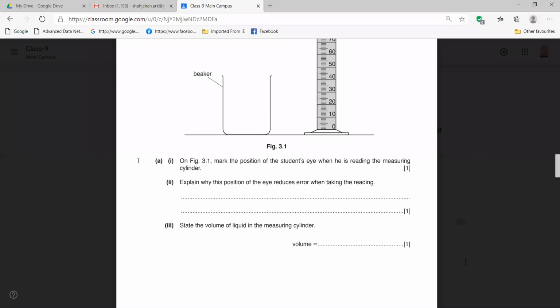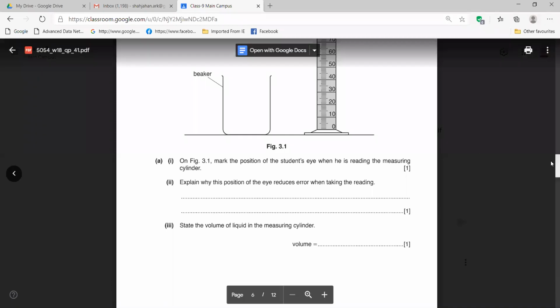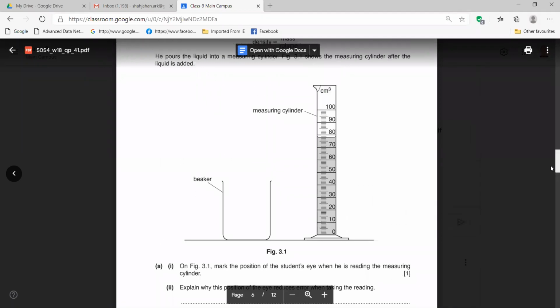Okay, sir. On figure 3.1, mark the position of the student's eye when he is reading the measuring cylinder. So, what do they mean by eye? Like, from where should they be looking? For taking this reading, as one you are saying 78, where should the student keep his eye? On lower meniscus, sir. And how will you show the eye? Oh, sir, we have to draw it. Yes, mark the position of the student's eye. You can mark this way.